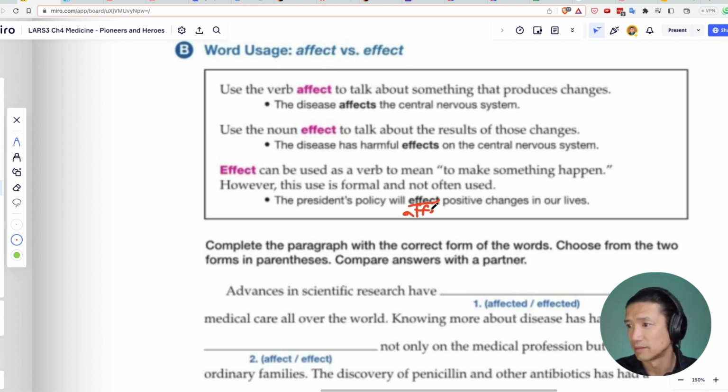Affected. Affect. Will affect. No, just use affect. Stupid.